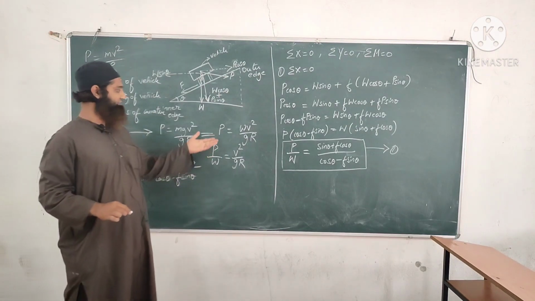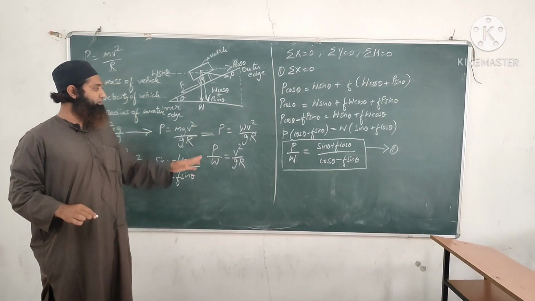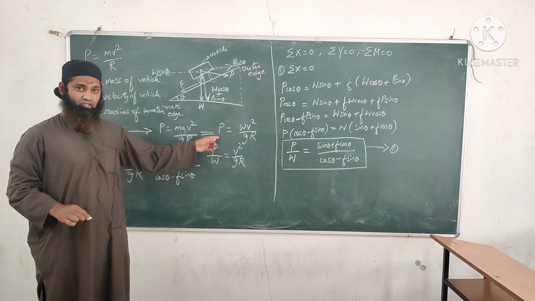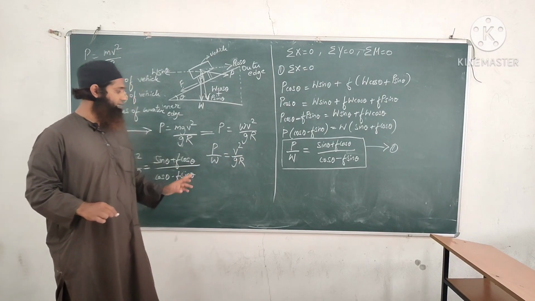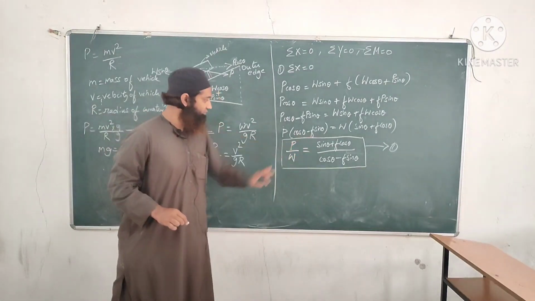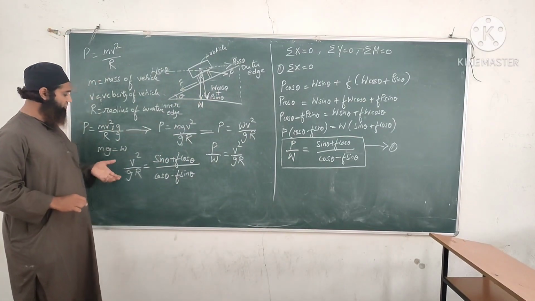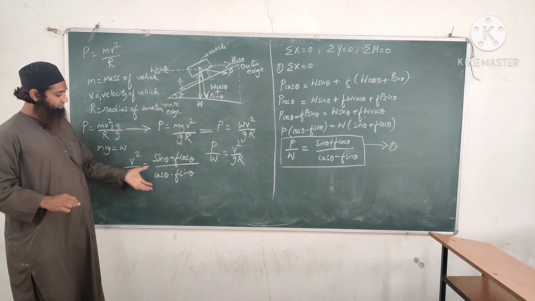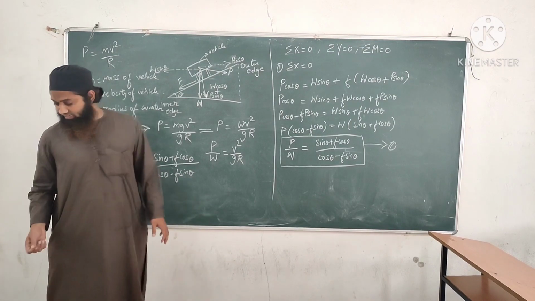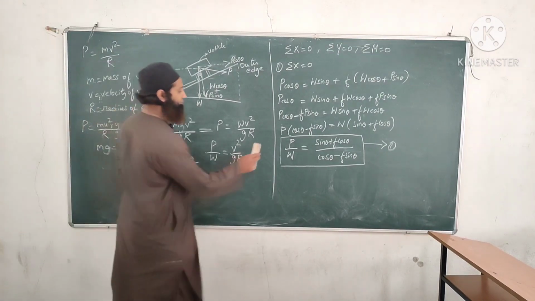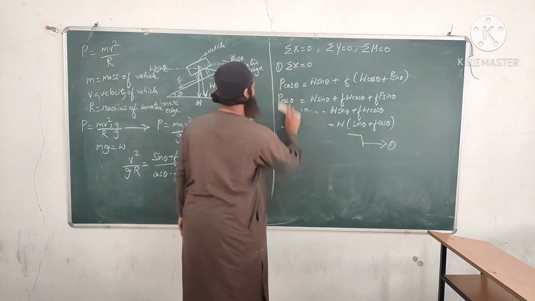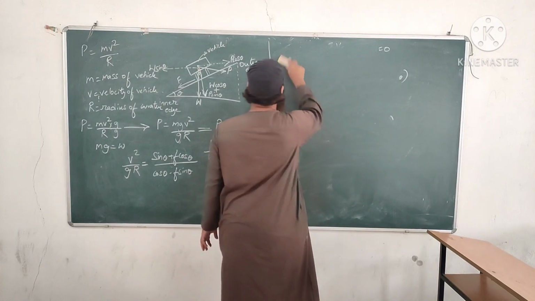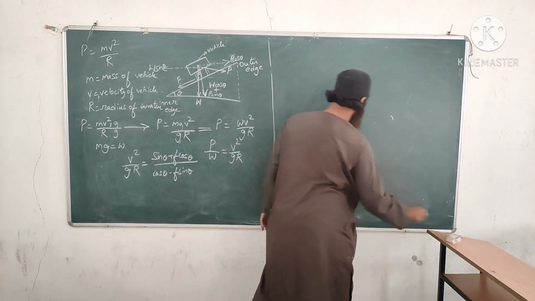It is very simple. I have just simplified it. P is equal to W v square by gr. I have taken this W this side, so P by W is equal to v square by gr. This I have substituted in equation 1. V square by gr is equal to sin theta plus F cos theta by cos theta minus F sin theta. Let us simplify it more further, then finally we'll get the equation for super elevation.